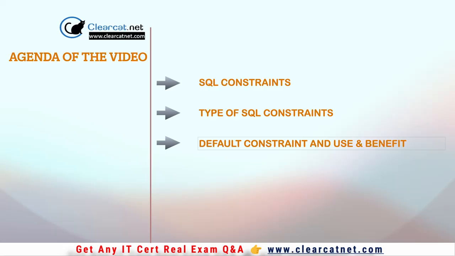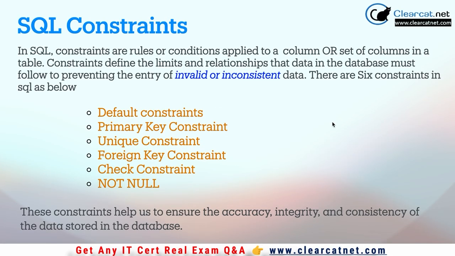The agenda of this video is to explain SQL constraints, types of SQL constraints, the default constraint, and its use and benefit with the help of a real world example. Keep watching this video. In SQL, constraints are rules or conditions applied to a column or set of columns in the table. Constraints define the limits and relationships that data in a database must follow to prevent the entry of invalid or inconsistent data.